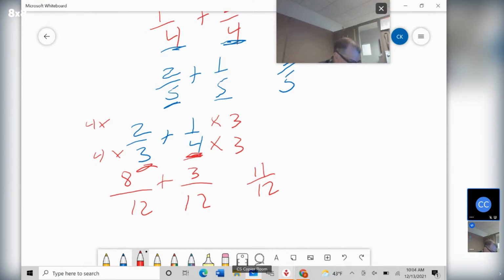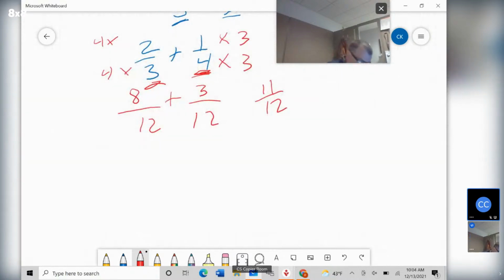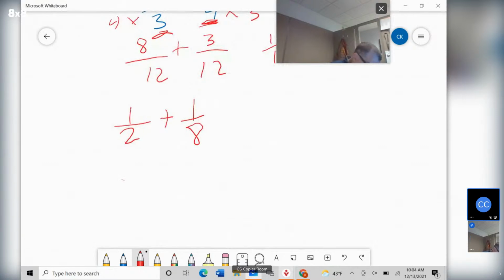Okay, so let's look at another one here. We have 1/2 plus 1/8. Well, I know 2 goes into 8 and 8 goes into 8. So my new denominator is going to be 8.